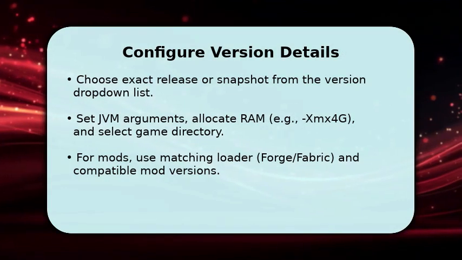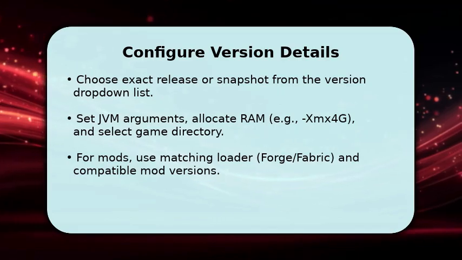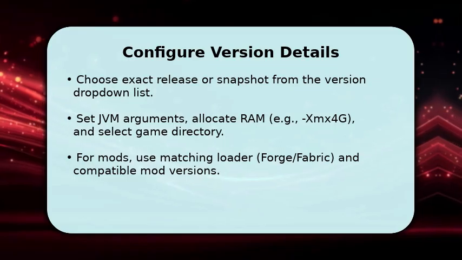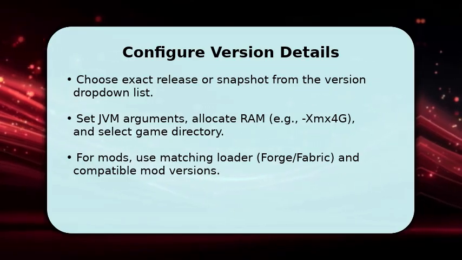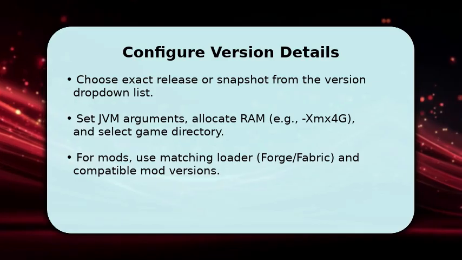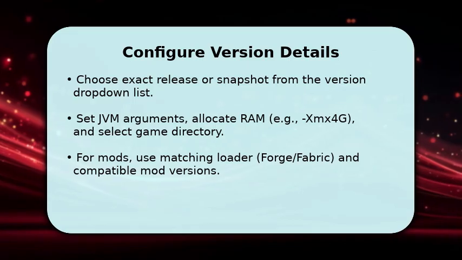Now configure the installation. Pick the exact release or snapshot from the version list so you get the correct client files. Once selected, adjust JVM arguments to allocate sufficient RAM, for example -Xmx4G if you have it to spare. Set a unique game directory to avoid mixing libraries and saves.